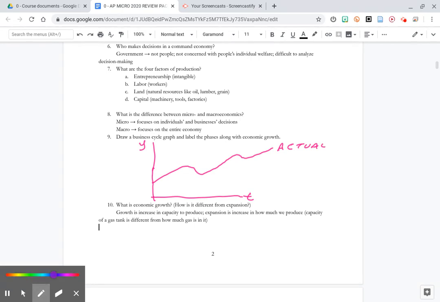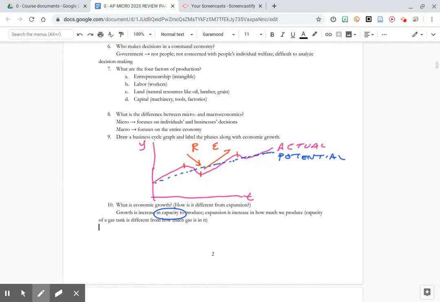And then I'm going to change colors here and say we also have a trend line, and that's the potential level of output. That represents the idea that sometimes we're producing at the potential, sometimes we're above it, but generally speaking, it represents the capacity of the economy, that idea of how much we can produce. And then I'm going to switch colors one more time and say that when the actual is decreasing, that's what we call a recession, when we have a decreasing amount of actual output. And when we have an increasing amount, that's what we call an expansion.